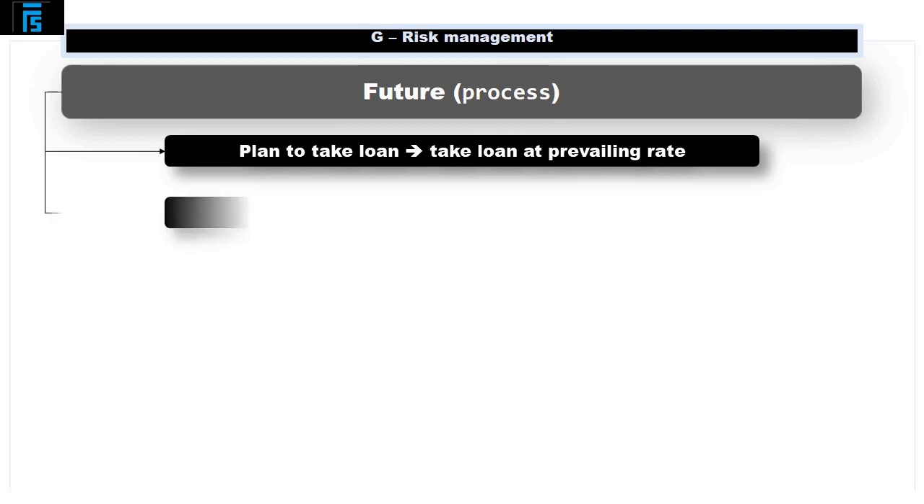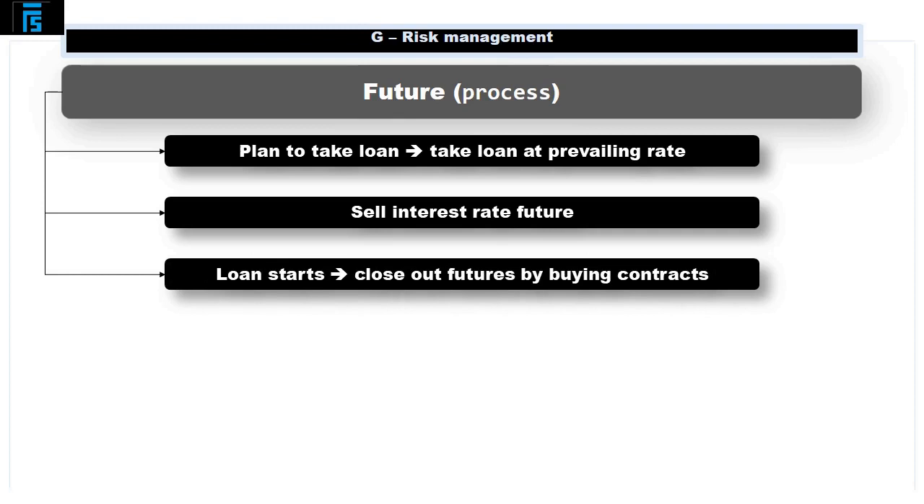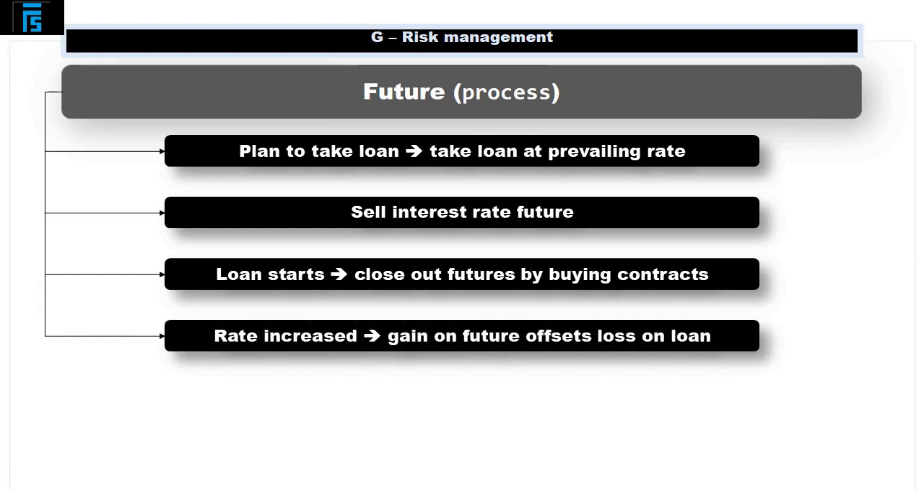Separately, the company will sell interest rate futures, i.e. a commitment to pay interest in the future. When the loan starts, the company will close out the futures by buying contracts, i.e. a commitment to receive interest, simply the opposite of the original futures position. If interest rates have increased between the decision to take out the loan and the loan starting, the loan will have become more expensive than anticipated.